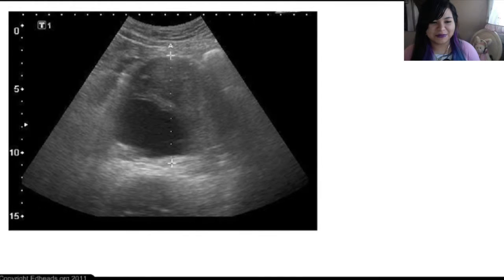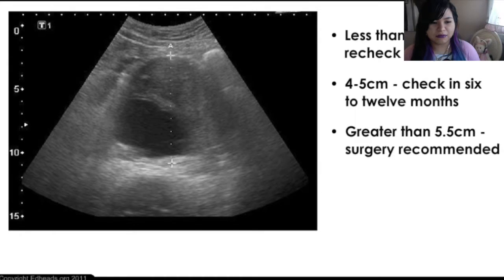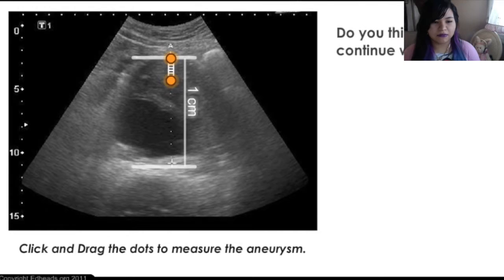One of the things we have to determine is if this patient even needs surgery. If the aneurysm is less than 4 centimeters in diameter, then we typically recommend the patient be checked again in several years. If the aneurysm is 4 to 5 centimeters in diameter, then you need to assess the patient's health and risk factors to determine the best course of action. However, if the aneurysm is larger than 5.5 centimeters, surgery is definitely recommended due to the increased risk for rupture at the larger size. Measure the diameter of the aneurysm. Now, do you think we should continue with surgery?